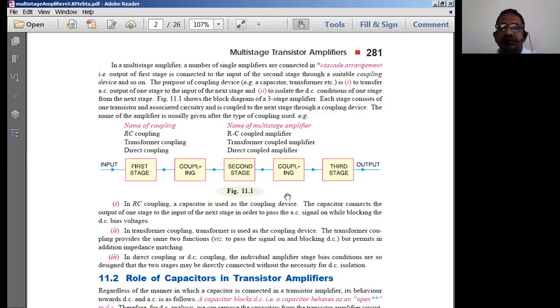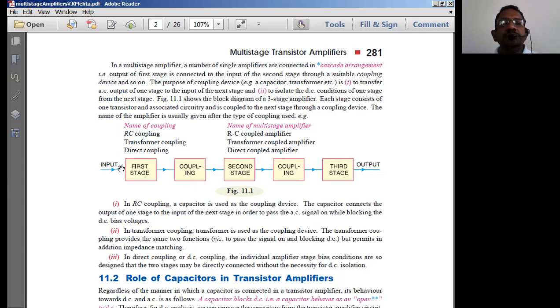In the previous sessions we discussed the RC coupled amplifiers. I just want to give you a gist of the RC coupled amplifier before we go into the transformer coupled amplifiers. That means you should know the advantages and disadvantages of RC coupled amplifiers so that we understand the importance of going to the transformer coupled amplifier stage.